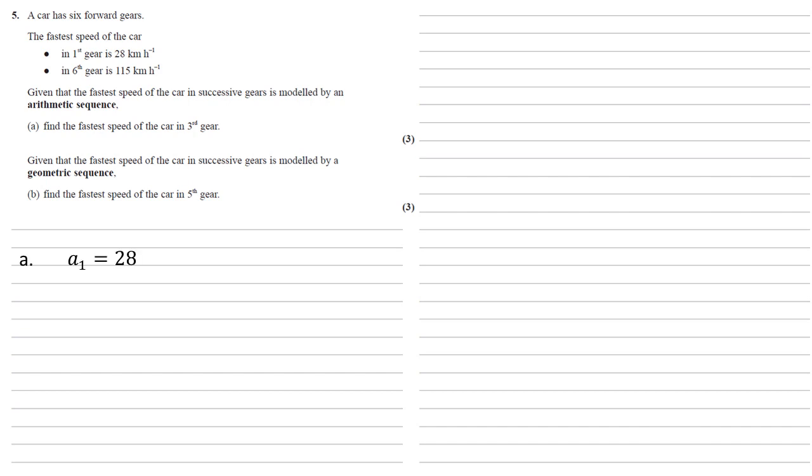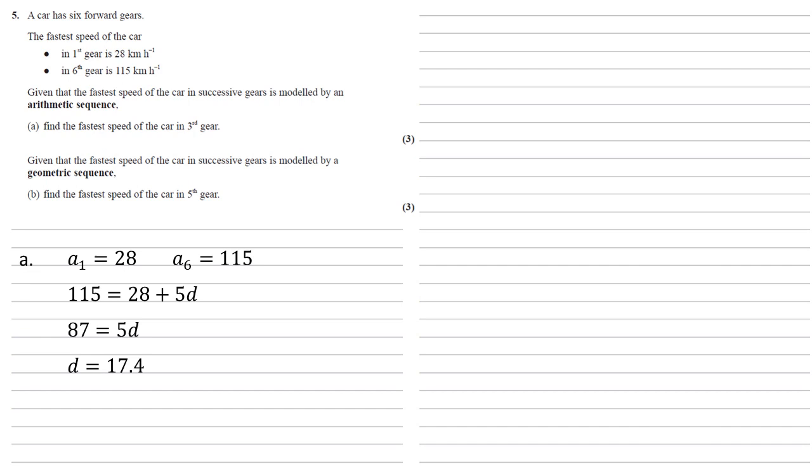So we've got the first term, A1, is equal to 28, and our sixth term, A6, is 115. Now between these there are 5 jumps, 5 differences. So we can say that 115 equals 28 plus 5d, where d is the difference between each term in the sequence. Taking 28 away from both sides gives us that 87 equals 5d. Dividing by 5 gives us that d equals 17.4.